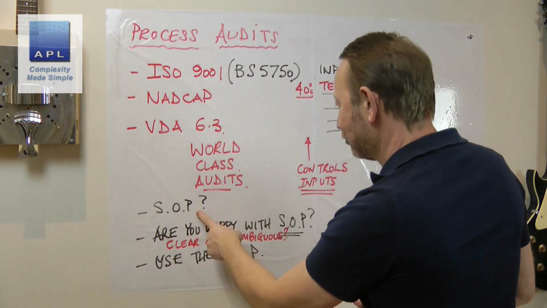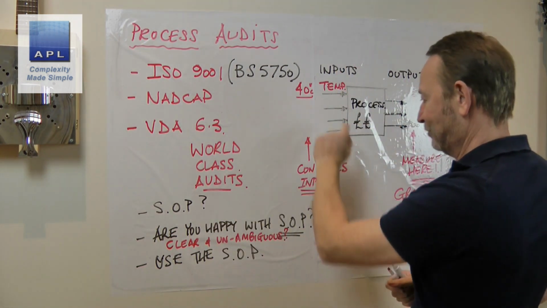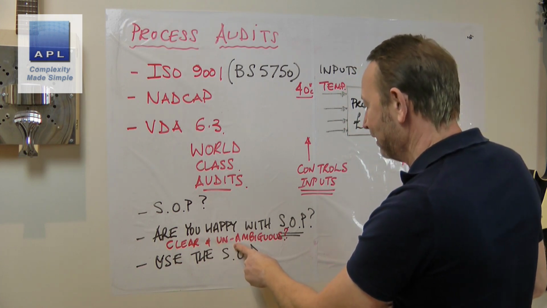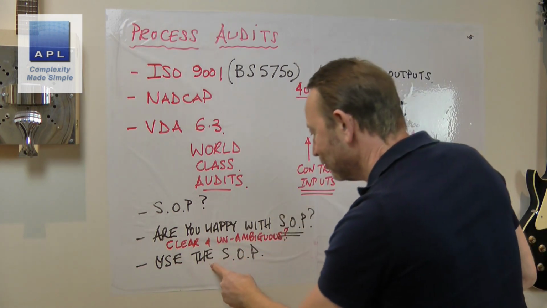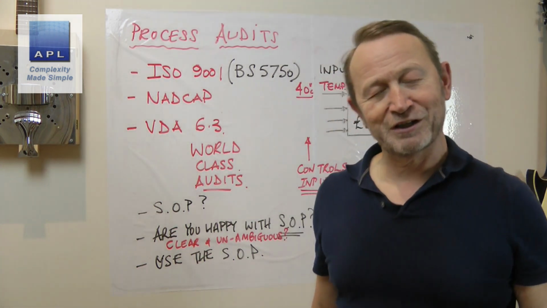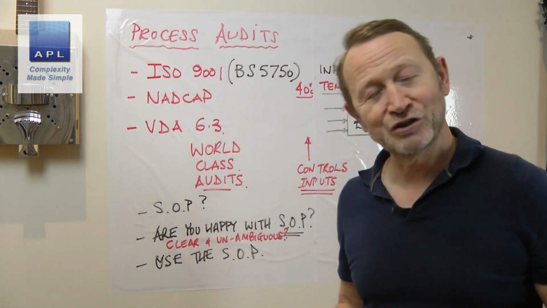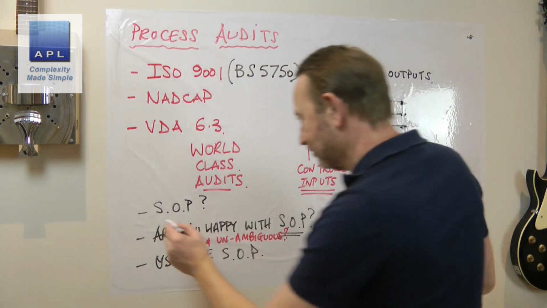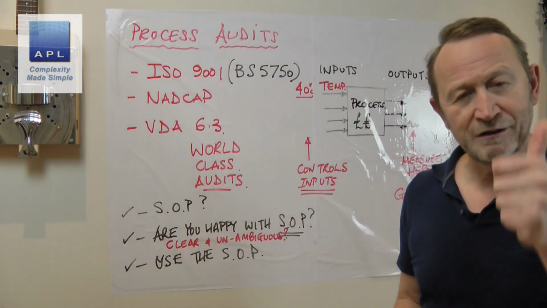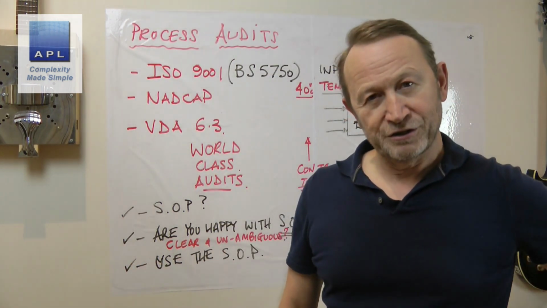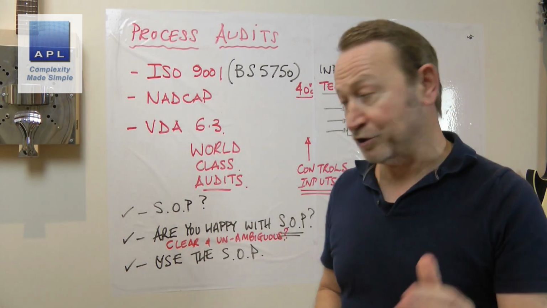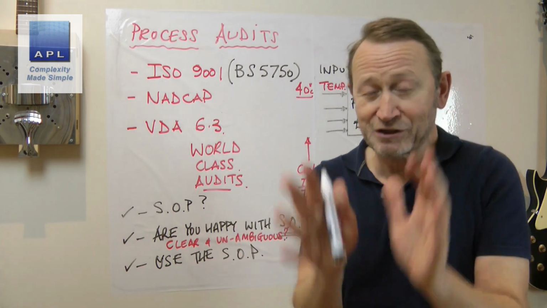So I've got a standard operating procedure. Yes. Are you happy with it? Is it clear and unambiguous? Yes. Do you use it? In other words, you go up to the machine. What's the operator got it set on? They got it set on 40 degrees. Brilliant. Tick all three. You pass the audit. If one of these is wrong, you fail the audit. Now that's a world-class audit, and it's dead simple.